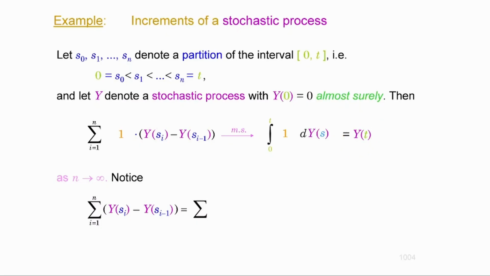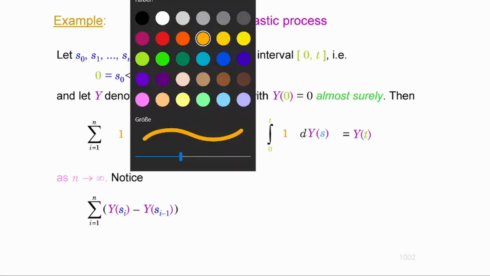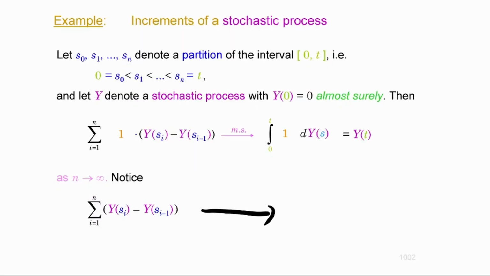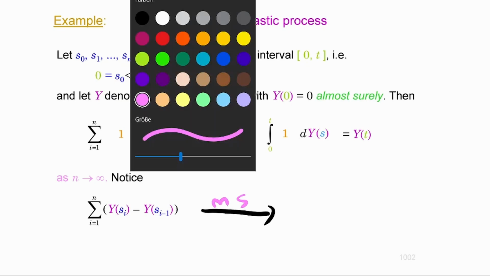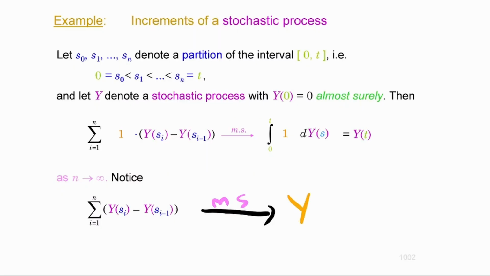Let me go back a little bit so you understand this. This thing will converge in mean square, right? So when you sum up those increments, it will converge in mean square to the process at time point t, because that is going to be the limit. You don't need to go that far because it's not going to be that technical. When you look at those increments and sum them up, of course, you get the process itself.